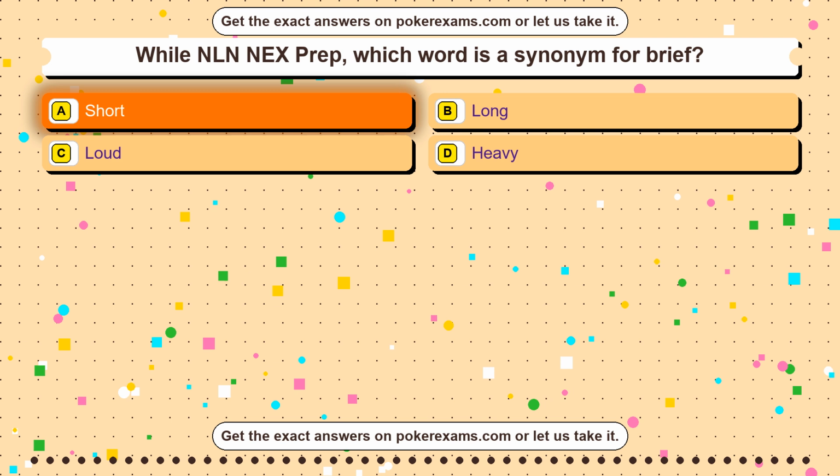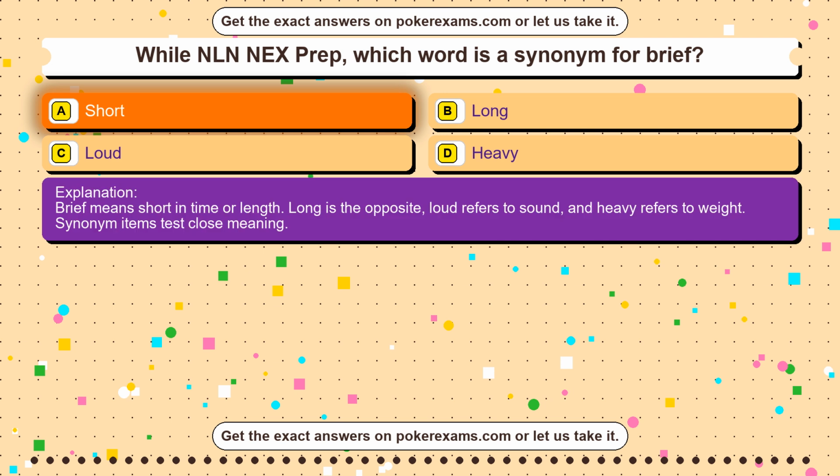The correct answer is option A. Short. Brief means short in time or length. Long is the opposite, loud refers to sound, and heavy refers to weight. Synonym items test close meaning.